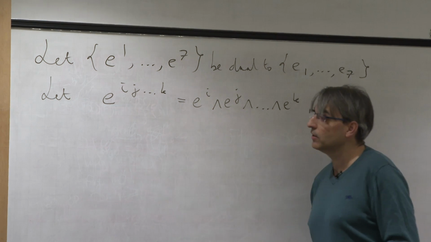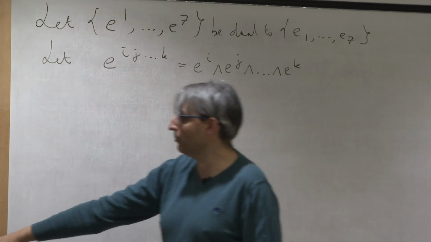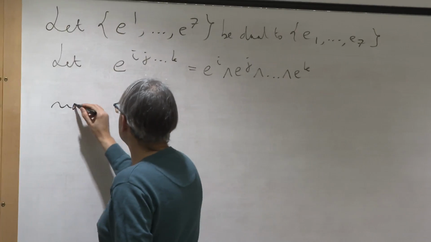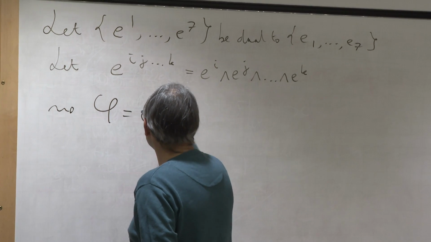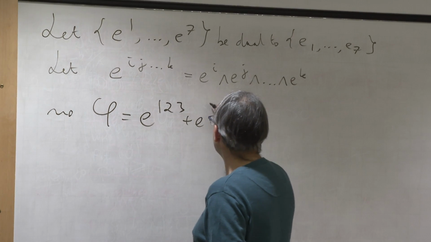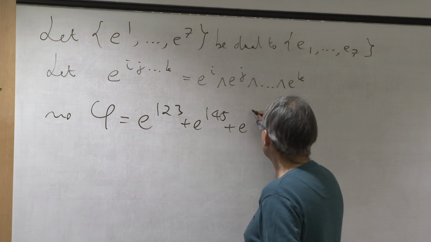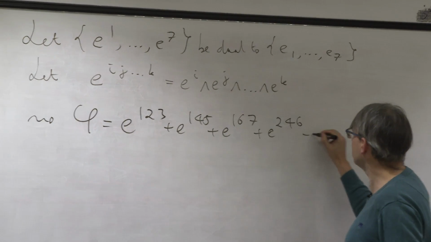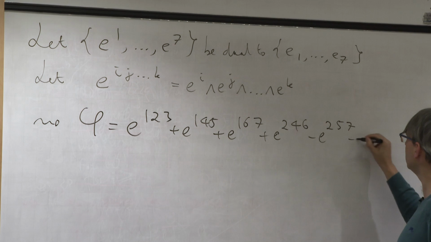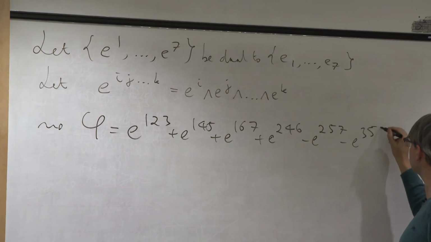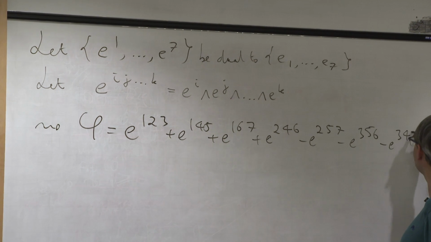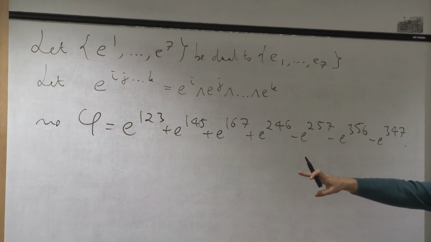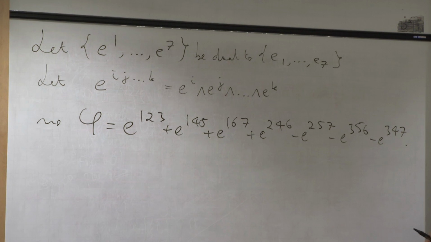And then, given this formula and the Fano plane, you can actually write down explicitly what phi is. It's E123 plus E145 plus E167 plus E246 minus E257 minus E356 minus E347. So that's what it is. If you just look at that diagram and that formula, then you can write it down explicitly.